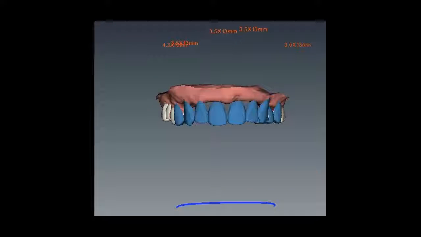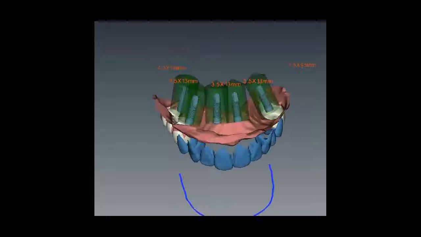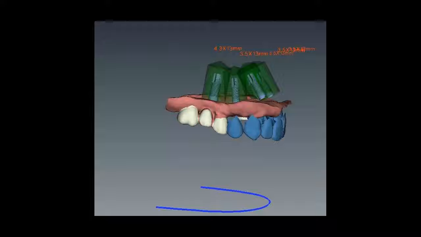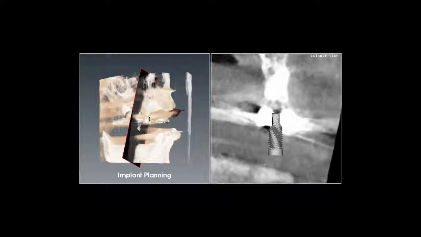This is a treatment plan for a full upper reconstruction. We're planning to put 5 implants on the maxilla. Patient already has a 3-unit bridge on 2, 3, 4, and has a single unit on the number 15.